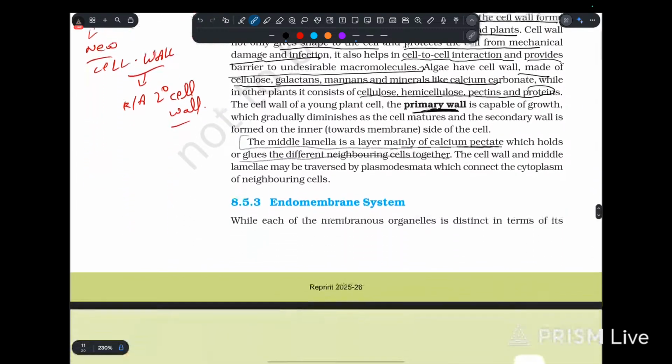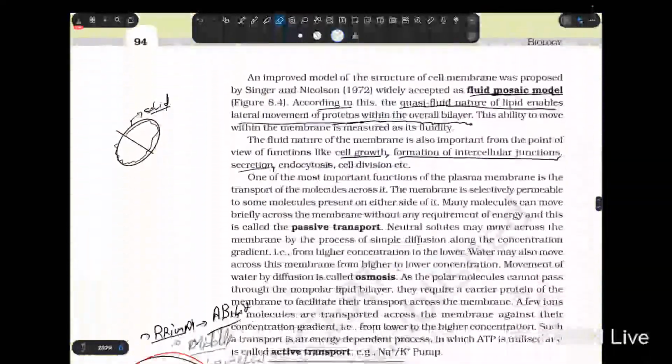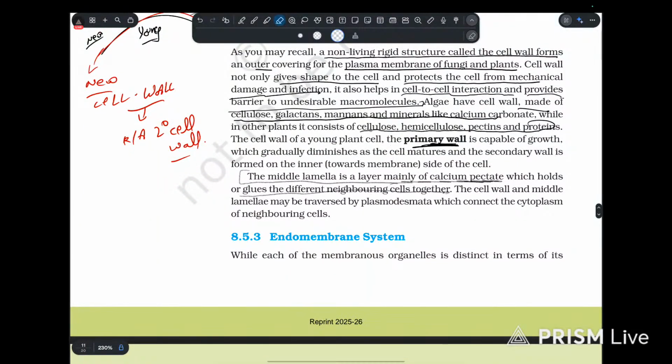One more thing: the cell wall and middle lamella may both be crossed by plasmodesmata. What does plasmodesmata do? It helps in transferring cellular material from one cell to another.